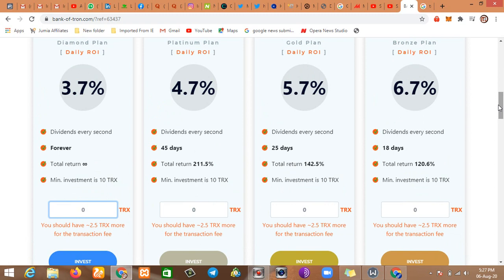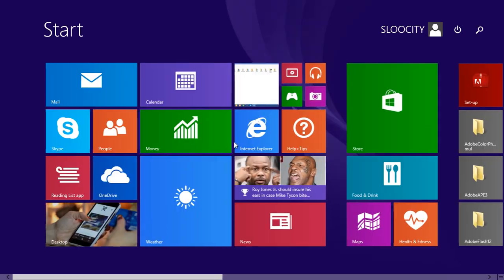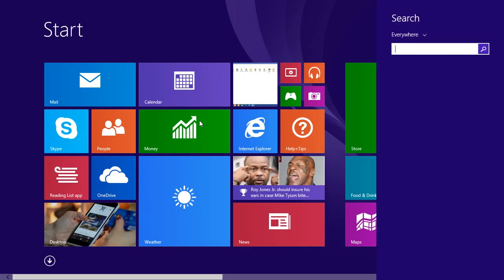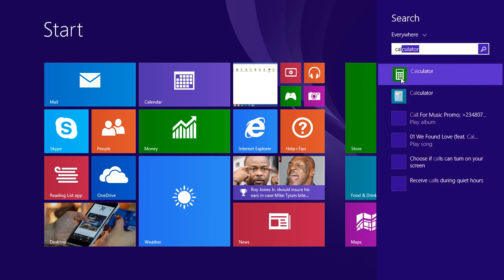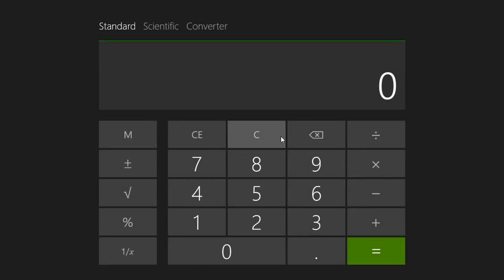So I'll just check the calculator. Okay, let's say we are trying this 3.7% on 490. So just go to my calculator right here. 3.7 divided by 100 times 490. Okay, so your 3.7% of 490 is $18. Okay, $18 daily. You are getting $18, and you are going to get it forever.